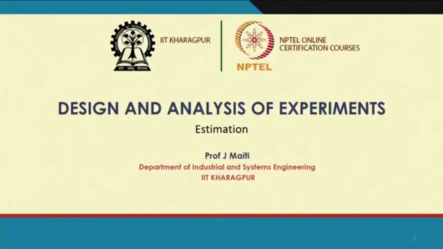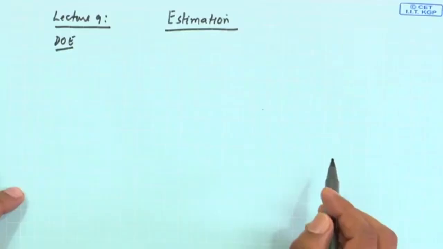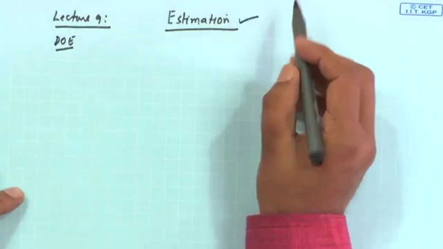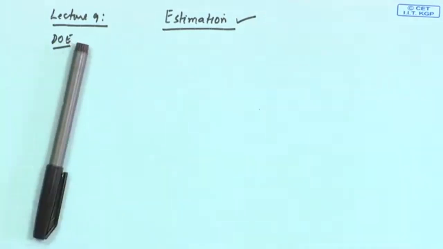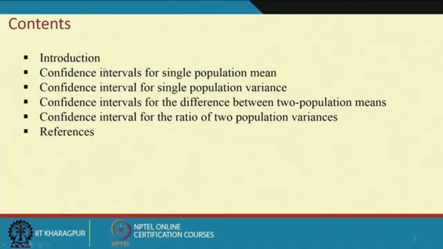Welcome to lecture 9 of Design and Analysis of Experiment. Today's topic is estimation. The content of today's presentation will first introduce the estimation concepts, and then we will find out the confidence interval for single population mean, confidence interval for single population variance, confidence interval for the difference between two population means, and confidence interval for the ratio of two population variances.